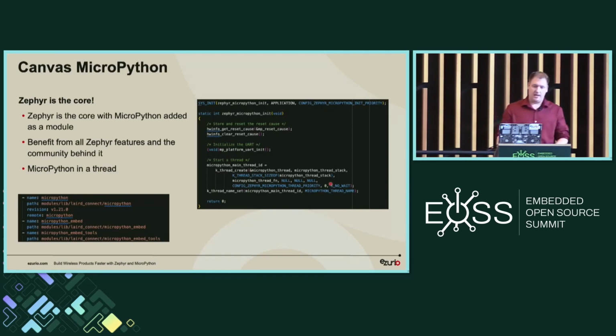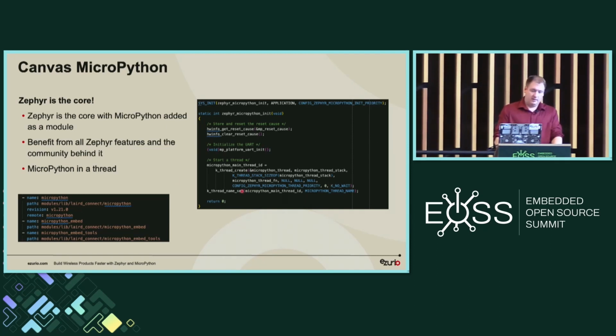All right, so now we'll get into Canvas MicroPython, right? So the difference here compared to how I've seen everyone else do it is Zephyr is the core. So we build Zephyr first, and MicroPython has been added as a module. So because of this, we can benefit from all Zephyr's features. Their fully qualified Bluetooth stack, which is very important, networking, security, all that. And then we bolt MicroPython on with a thread.